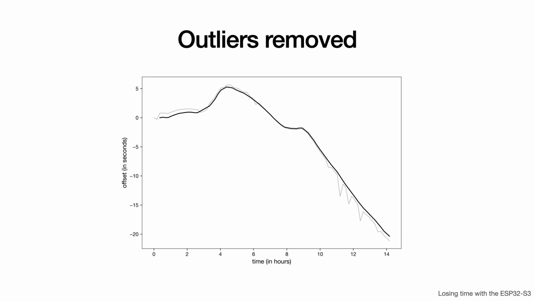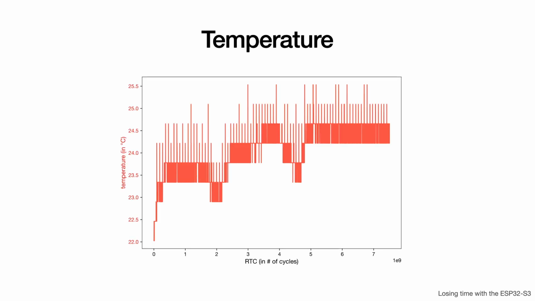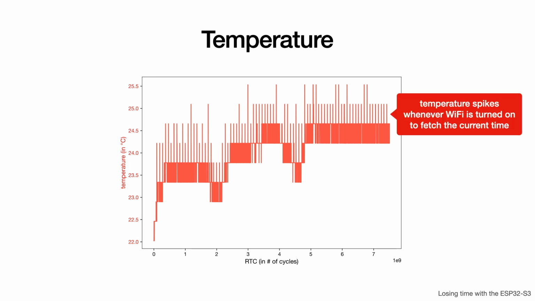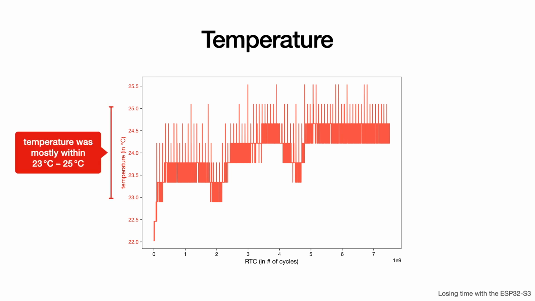Let's get back to why the clock drift is still there. Next to regularly fetching the time from a server, I also recorded the temperature with the on-chip sensor. The temperature looks jaggy because of the sensor's resolution. Furthermore, it shoots up by up to a degree every 10 minutes, and this happens whenever Wi-Fi is turned on. Overall, the temperature was rather stable and mostly between 23 and 25 degrees Celsius.